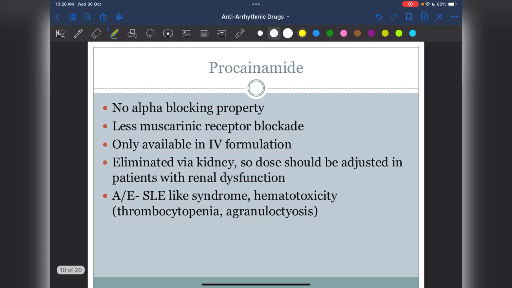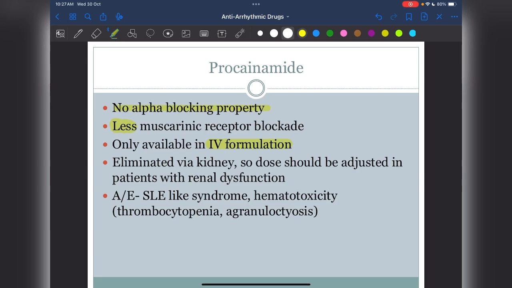Okay, coming to the next drug, that is procainamide. Procainamide, unlike quinidine, has no alpha blockage, so there will be no reflex tachycardia that you will see. There is muscarinic receptor blockage, but it is less, and it is only available in IV formulation. Can be used in emergencies. Also, procainamide is eliminated by the kidney.